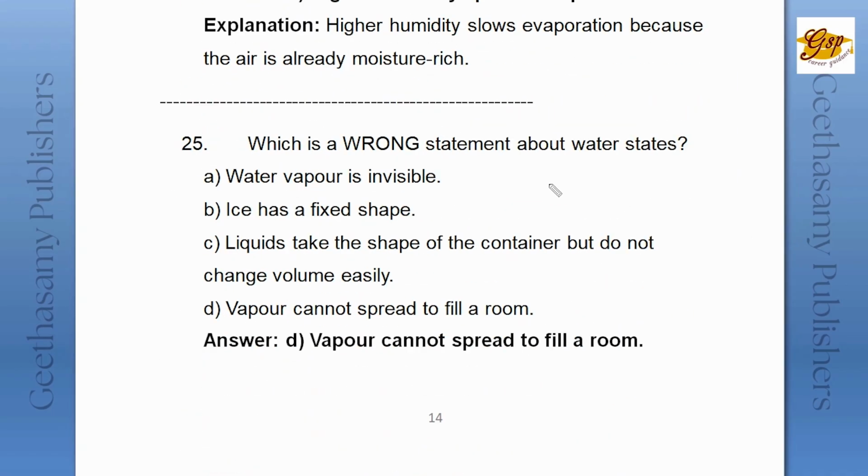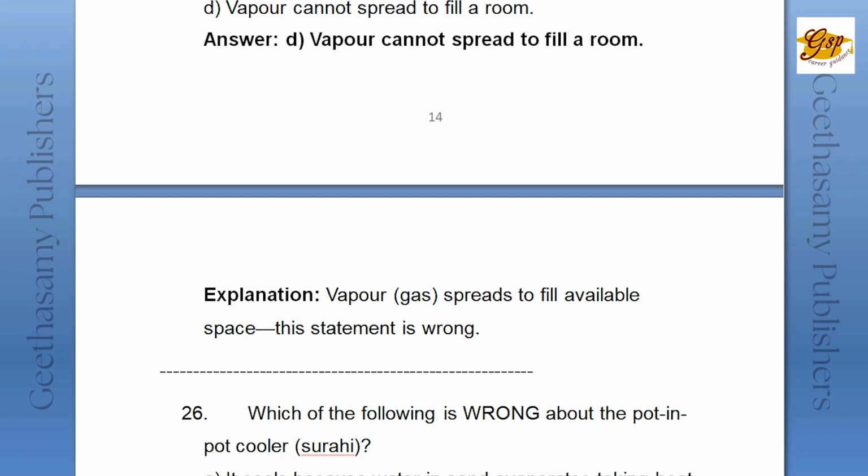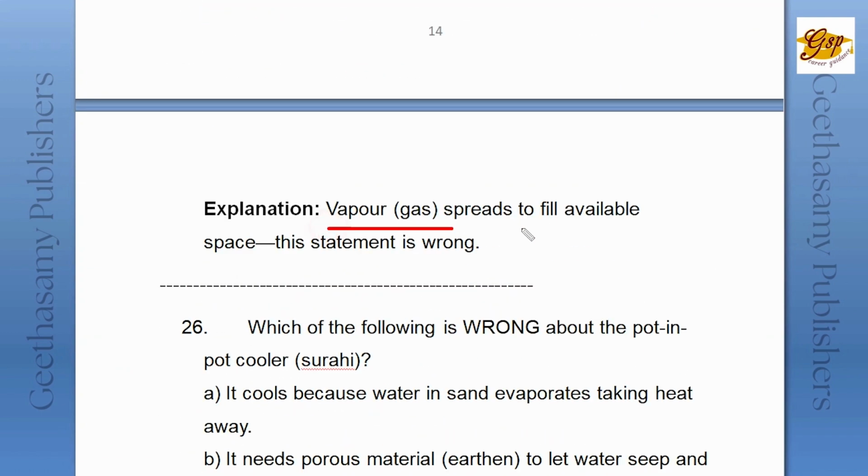Fine. 25th question, which is the wrong statement about the states of water? Water vapor is invisible. Ice has a fixed shape. Liquids take the shape of the container but do not change volume easily. And vapor cannot spread to fill the room. The correct answer is vapor cannot spread to fill the room. It's wrong. It can fill. The vapor, the gas, spreads to fill the available space. This is the wrong statement.